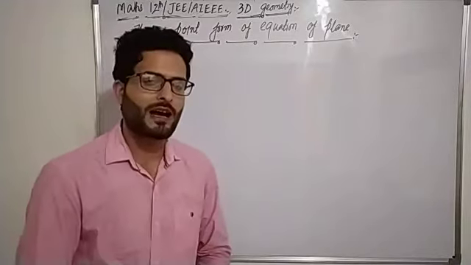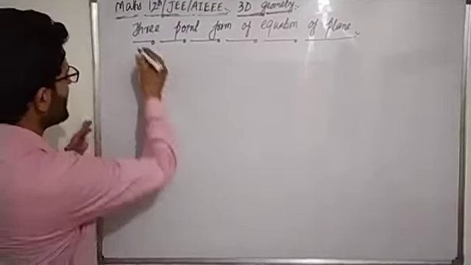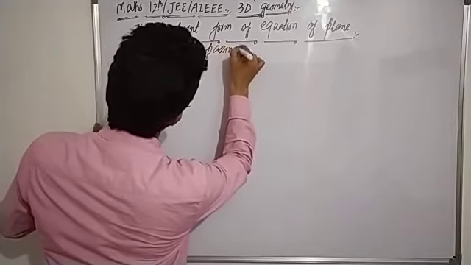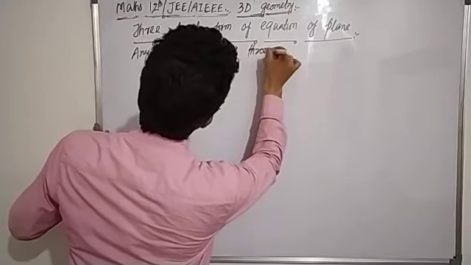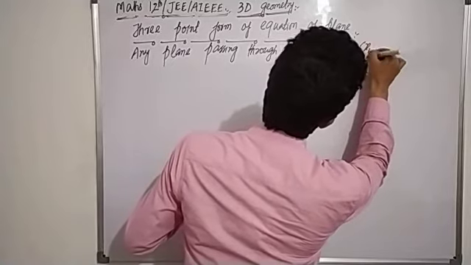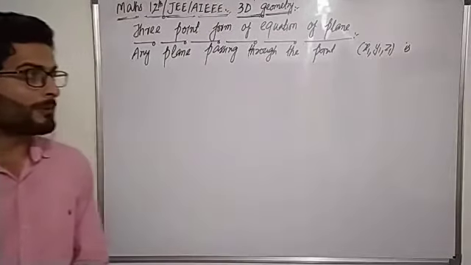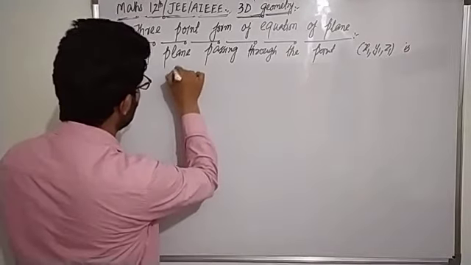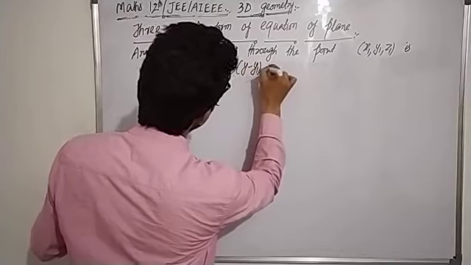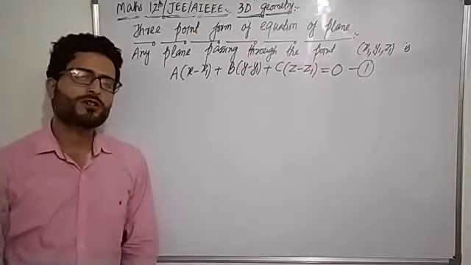तो सबसे पहले हम यहां पे मेंशन कर देंगे, any plane passing through the point x1, y1, z1, that is equation of a plane in 1 point form। कार्टेशियन फॉर्म में क्या होती है? a into x minus x1 plus b into y minus y1 plus c into z minus z1 is equal to 0। We are keeping this equation as equation number first.